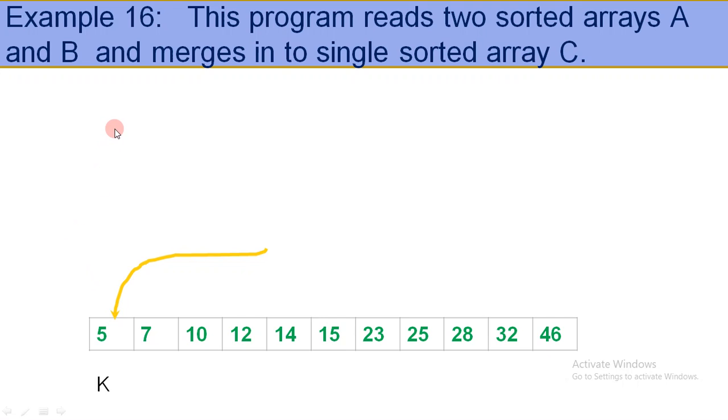Now this is the second kind of example of merging, where two sorted arrays are merged into a single sorted array. This trick is used in the famous algorithm called merge sort.